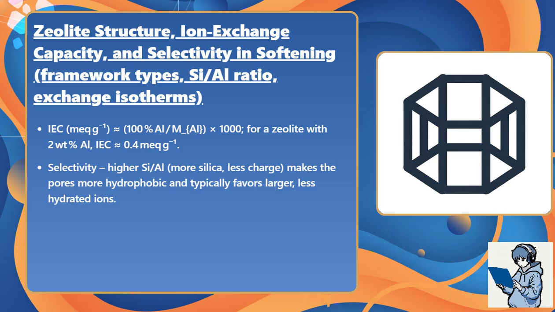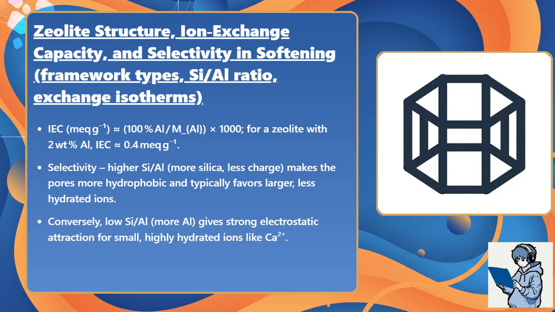Selectivity. Higher silicon over aluminum, meaning more silica and less charge, makes the pores more hydrophobic and typically favors larger, less hydrated ions. Conversely, low silicon over aluminum, meaning more aluminum, gives strong electrostatic attraction for small, highly hydrated ions such as calcium.